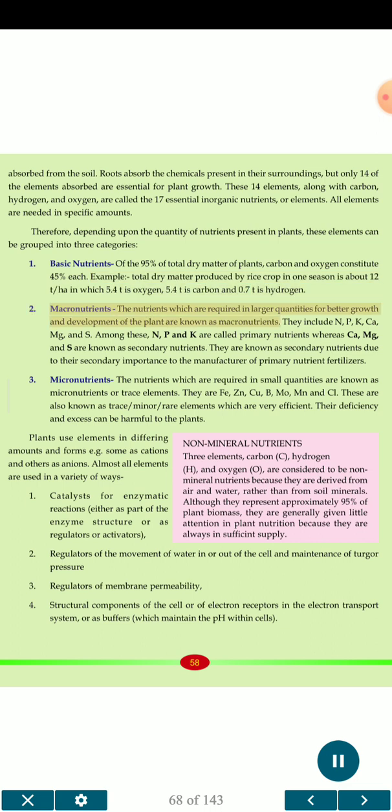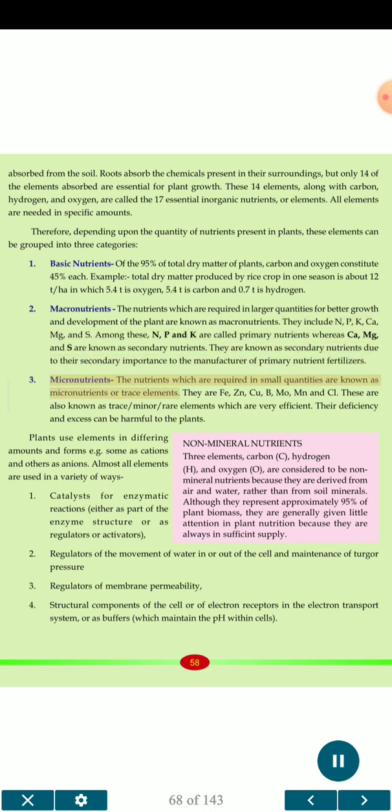2. Macronutrients. The nutrients which are required in larger quantities for better growth and development of the plant are known as macronutrients. They include N, P, K, Ca, Mg, and S. Among these, N, P and K are called primary nutrients, whereas Ca, Mg, and S are known as secondary nutrients. They are known as secondary nutrients due to their secondary importance to the manufacturer of primary nutrient fertilizer.